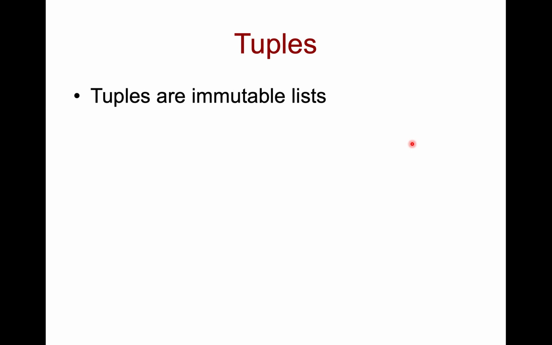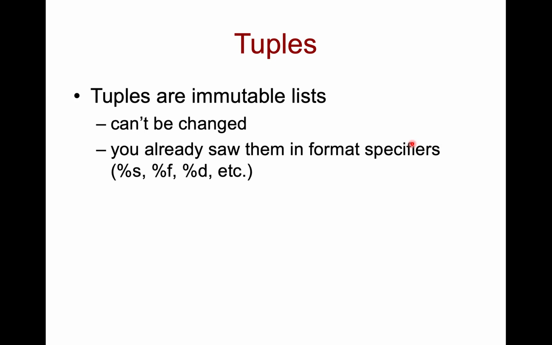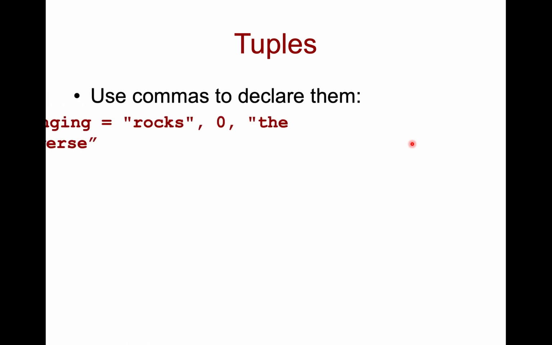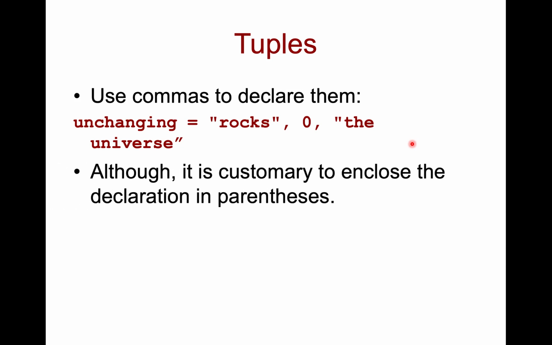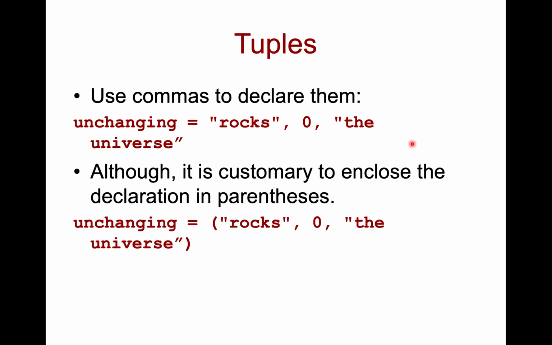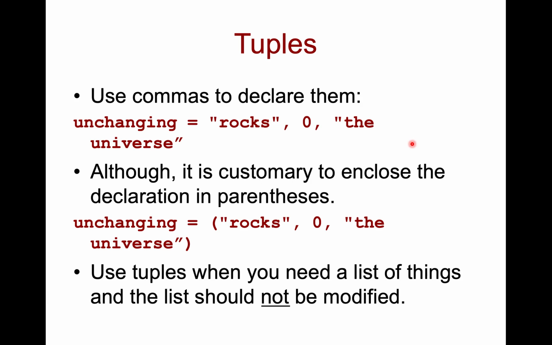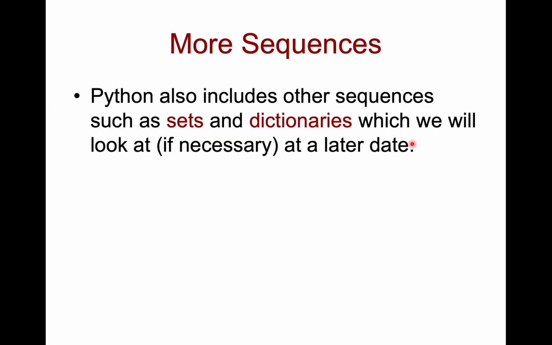Tuples are like lists, but they're immutable. That means they can't be changed. You already saw them in format specifiers with %s, %f, %d. We saw them, that's what appears after the percentage sign in the formatted string. Otherwise, they're identical to lists. You can use commas to declare them, like this, but it's customary to enclose the declaration of a tuple in parentheses just to make it obvious to the reader. You should use tuples when you need a list of things, and the list should not be modified.